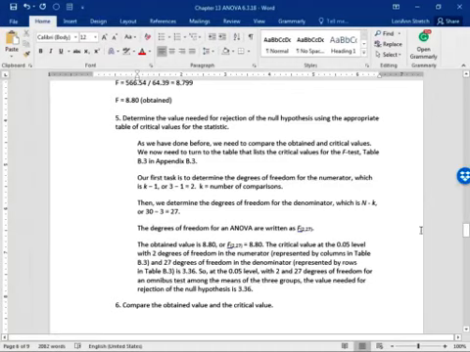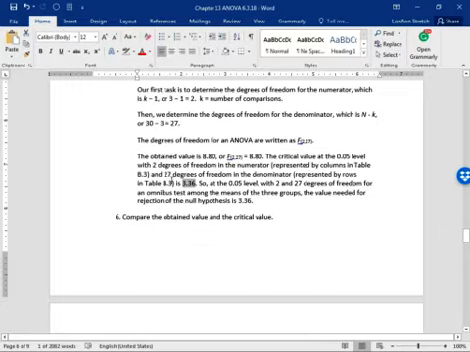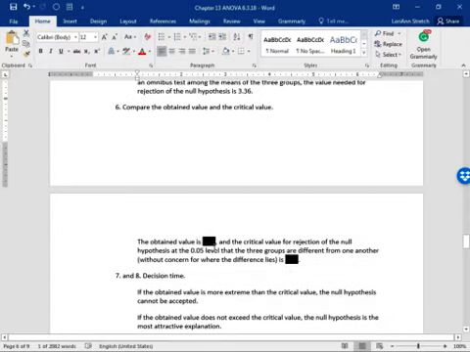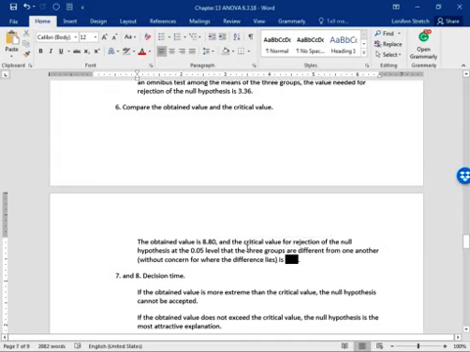All right, and so the obtained value, which I got up here, is the 8.80. My critical value is 3.36. Okay, so now I need to compare this with this. The obtained value, as I said before, the one that we calculated, is 8.80. The critical value for rejection at the 0.05 level for the 3 groups is 3.36.